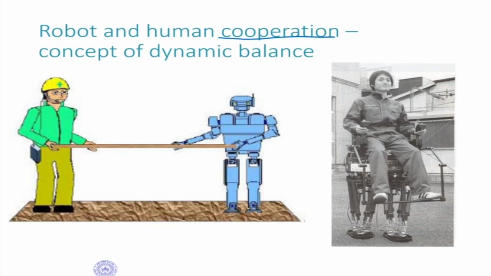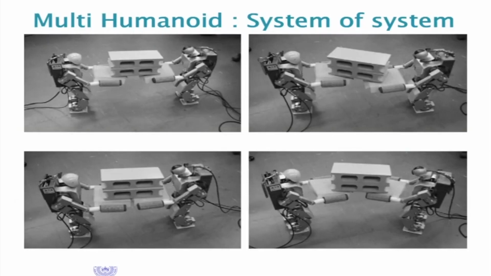Here is a robot which is actually carrying a human now. This is two robots which are carrying an object and taking it somewhere. Again, the same idea where there is cooperation to do a task together.